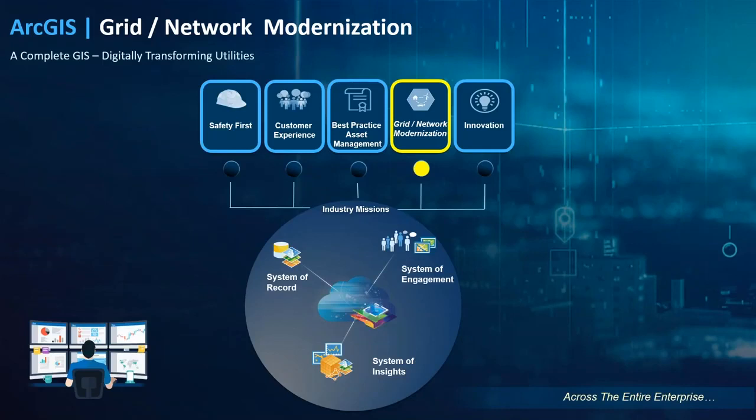It's a system of record, which is the authoritative source of truth. One single source of truth that permeates through all your other systems. It's a system of engagement, which is used to share and collaborate. Now, this is both for internal and external stakeholders. And it's a system of insight, which is really about turning all this information into decision-making through analytics and visualization. So the complete GIS really is the enabler for aligning to a modern utility's missions. And these missions are right across the board: safety, customer experience, best practice asset management, grid modernization or network modernization, what we're talking about today, and of course, innovation.